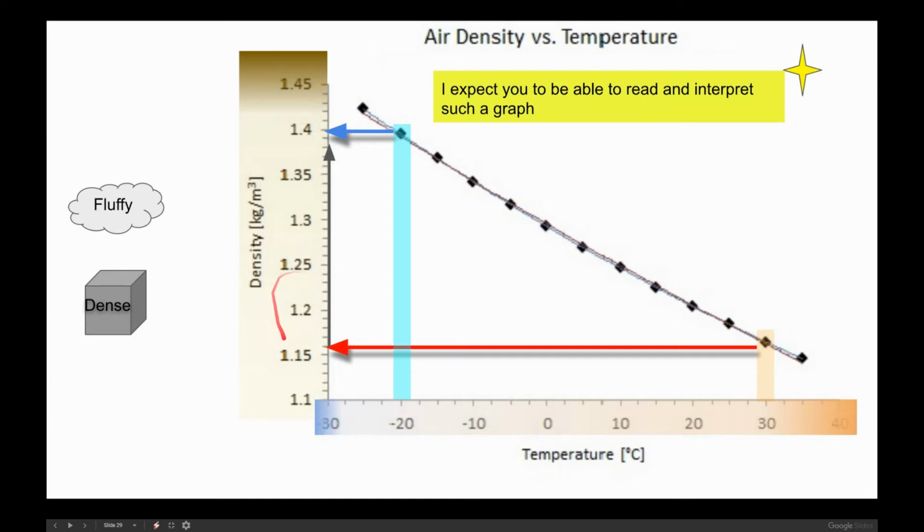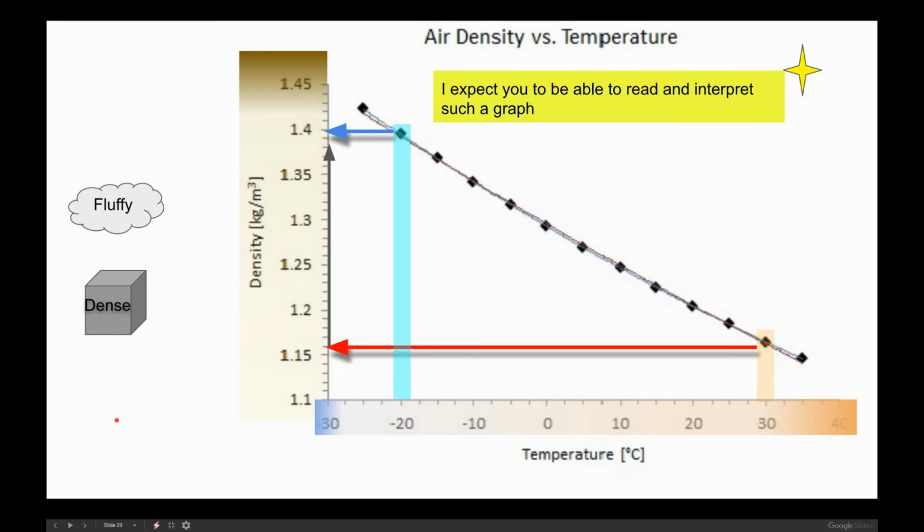Okay, now, the density went up. Does that mean the item became fluffier or more compact, more dense? Well, think about it. Cold things contract. So this is the higher density up here. And that's why I chose a darker color scheme here, because it represents more denseness.